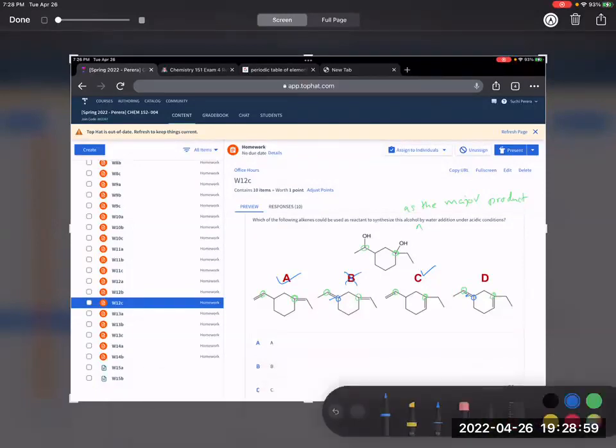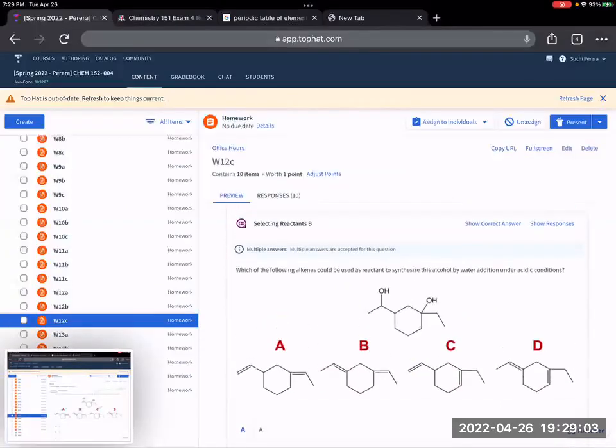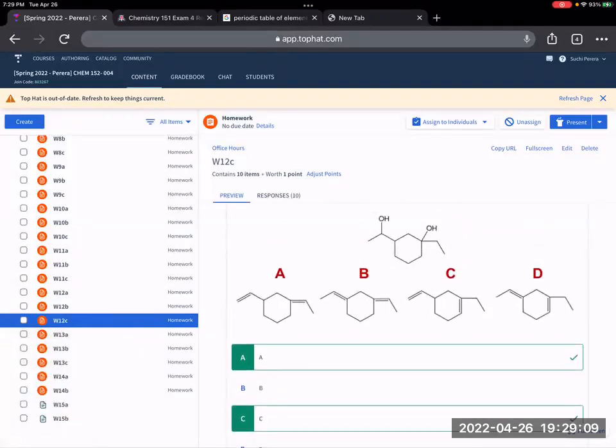I think this was looking for the major product because this came up in service. So if this was talking about the major products, A and C are the correct answers. But if they're looking for all the possibilities, all of them are possible to get the OH as shown in the product molecule.